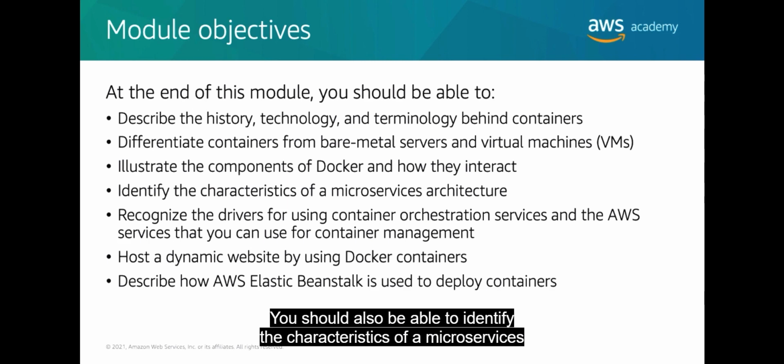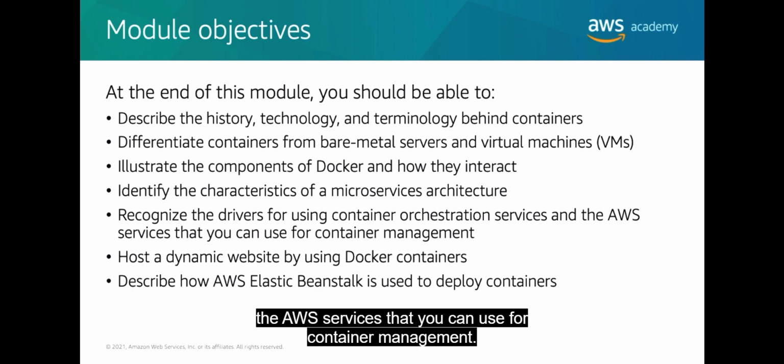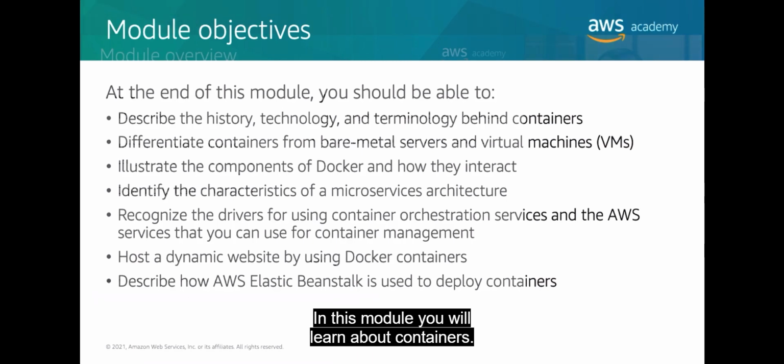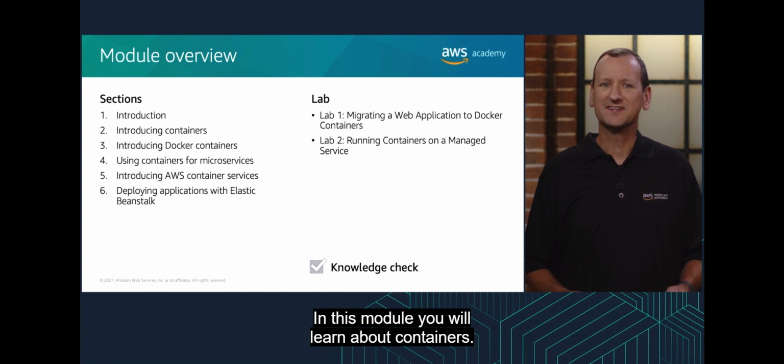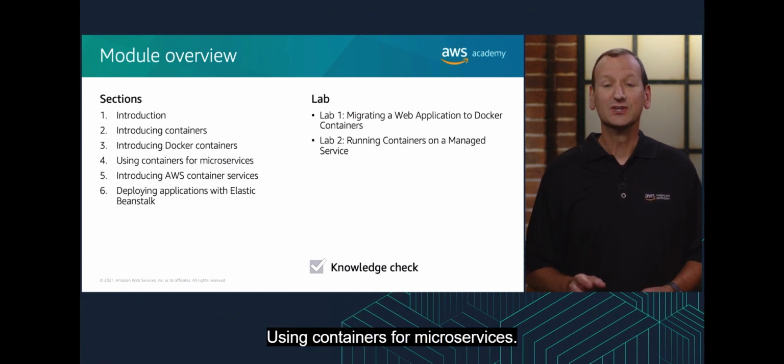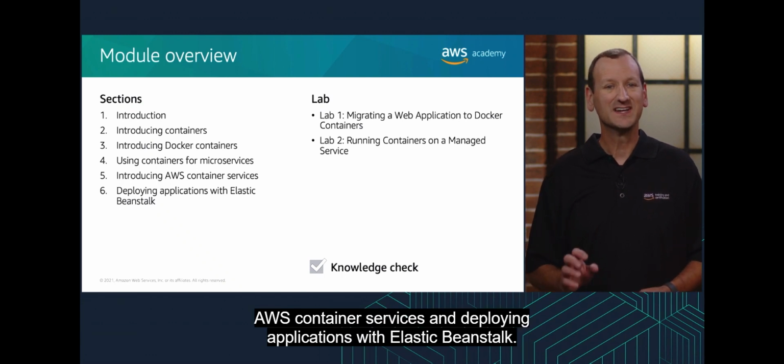You should also be able to identify the characteristics of a microservices architecture, recognize the drivers for using container orchestration services and the AWS services that you can use for container management, host a dynamic website by using Docker containers, and describe how AWS Elastic Beanstalk is used to deploy containers. In this module, you will learn about containers, Docker containers, using containers for microservices, AWS container services, and deploying applications with Elastic Beanstalk.